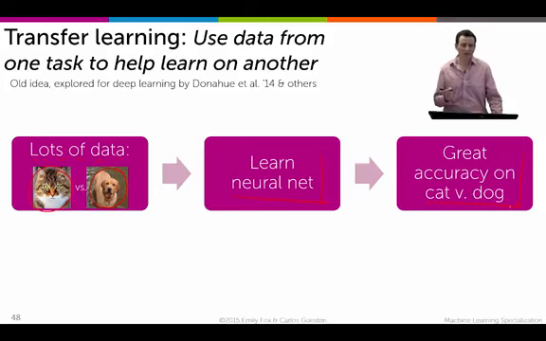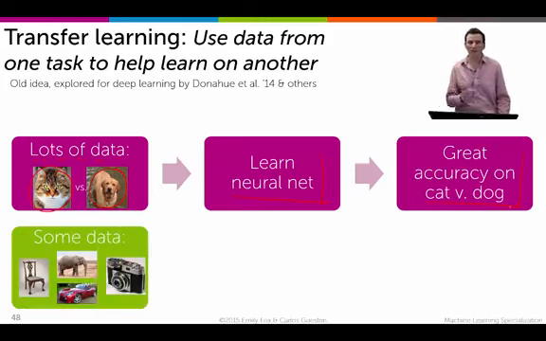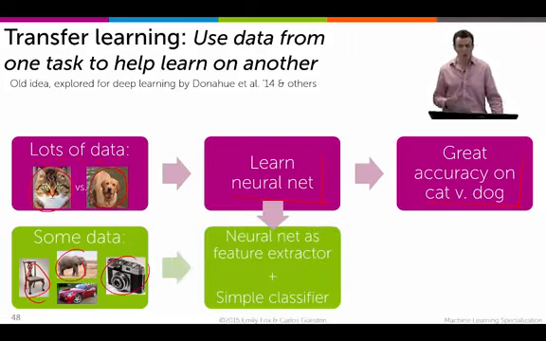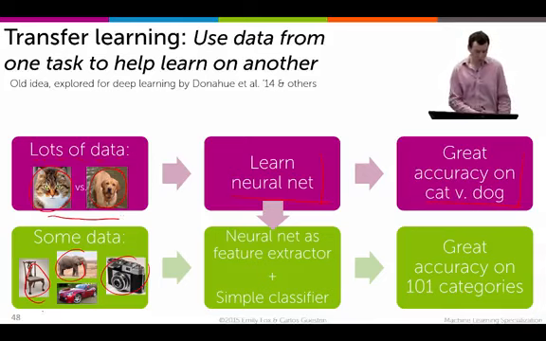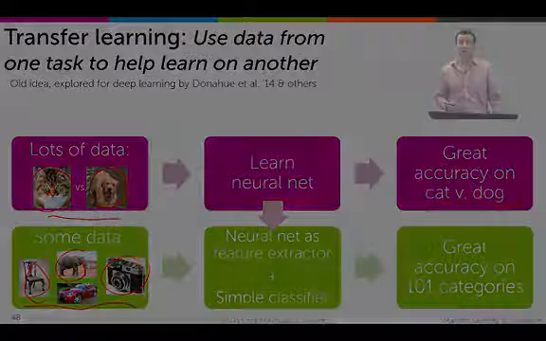Now, the cool thing is to say, okay, what if I have a little bit of data, not tons of data, for a new task? Let's say I'm detecting chairs and elephants and cars and cameras and hundreds of categories. Can we somehow use the features that we learn on cats versus dogs, combine them with a simple classifier, and get great accuracy on these 101 new categories? That's the idea of transfer learning. The features I learned from cat versus dog get transferred to provide accuracy in a new task, which is detecting elephants, cameras, and so on.